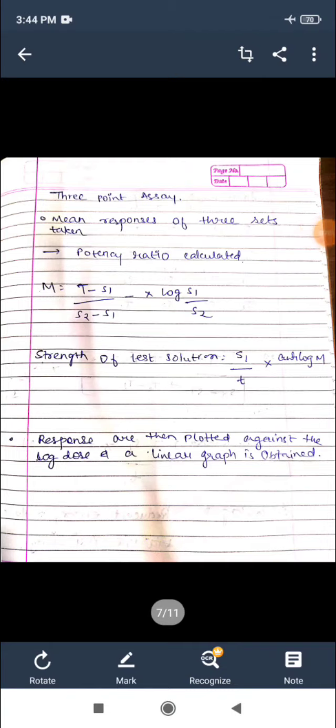Method, we can say this is the multiple point bioassay in which mean responses of the 3 sets are taken and the potency ratio is calculated. The first is the 2+1 dose assay, in which there are 3 sets, where 2 responses of the standard drug and 1 response due to the test sample are taken into consideration.